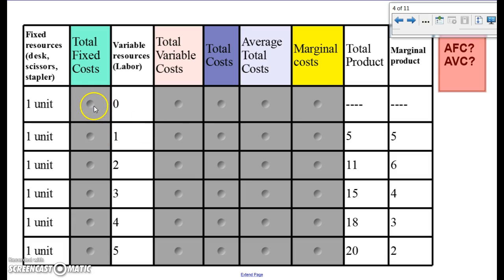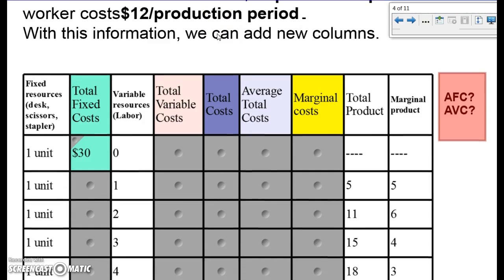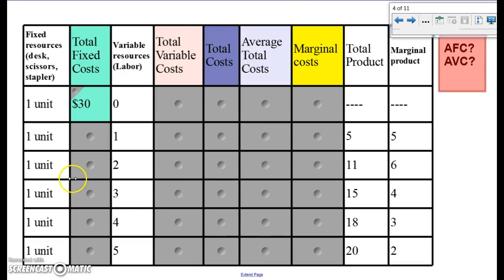So total fixed costs with just one unit would be what? It'd be $30 because I told you the fixed costs are $30. I'm sorry, that was with one unit of fixed resources but no variable resources. So what if we add variable resources? Well, it's still $30, right? If we have two workers, still $30, and so on. Because our fixed resources stay constant, so the fixed costs stay constant.